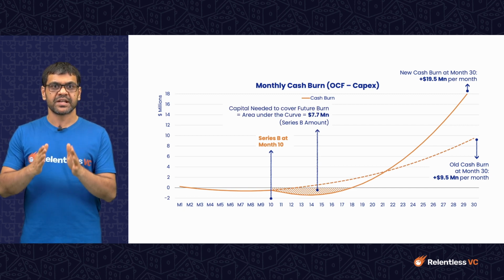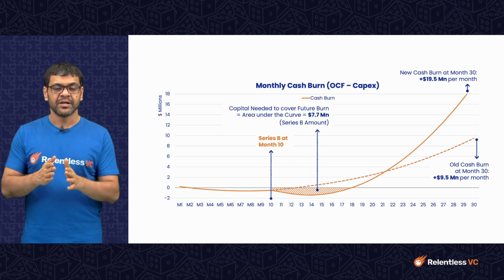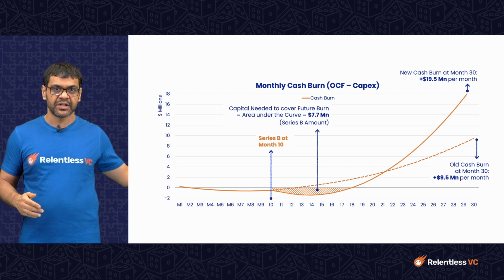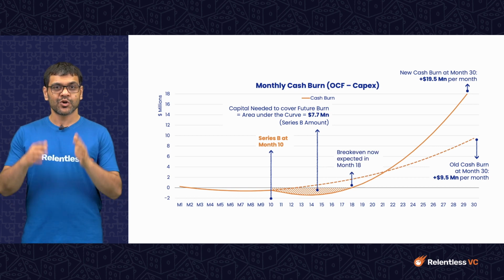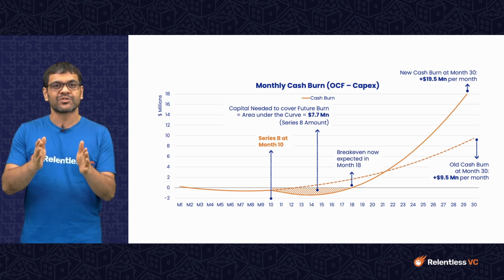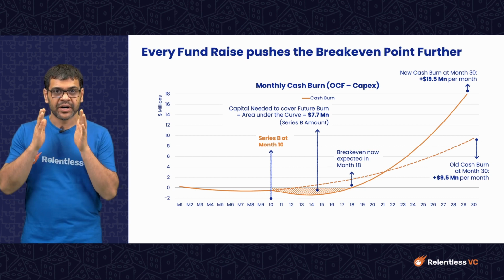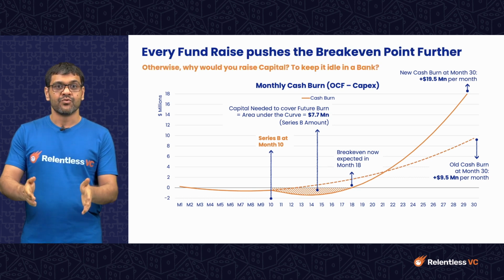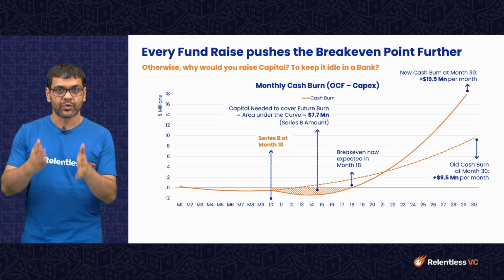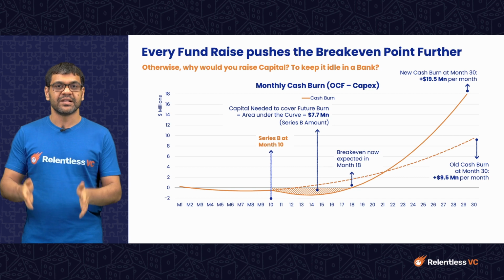Notice that raising its Series B will push the break-even point for the startup further. In the old plan, the startup would have broken even in month 13, while in the new plan, it would break even in month 18. You should be able to see by now that this is always going to be true. Every time a startup raises capital, it will plan to burn that money and push its break-even point further up. Otherwise, why would you raise capital if you are not going to change your cash burn plan? If you do not change your cash burn plan, then any additional capital you raise will just sit idle in a bank.